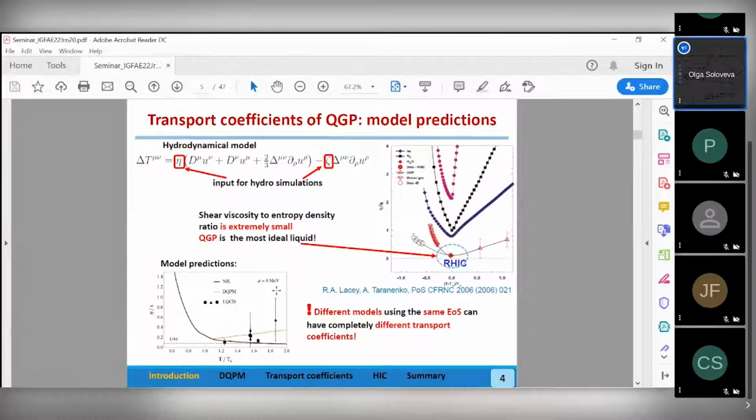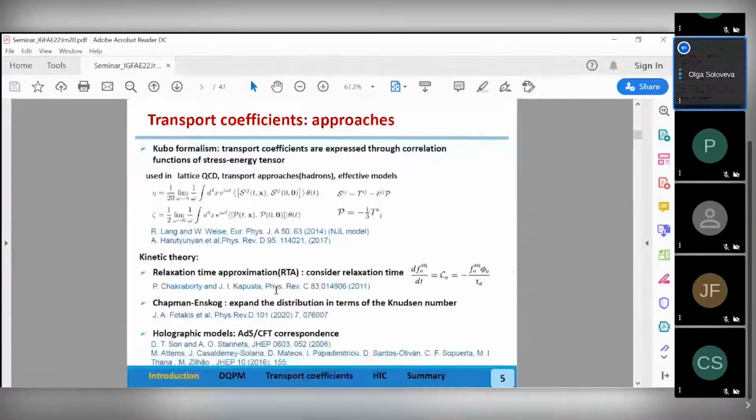So there is a lot of techniques to determine transport coefficients.